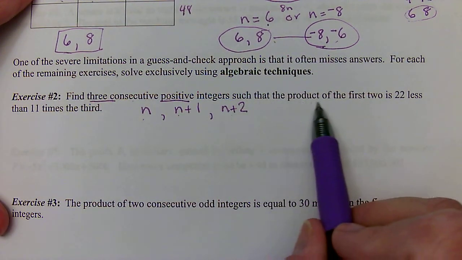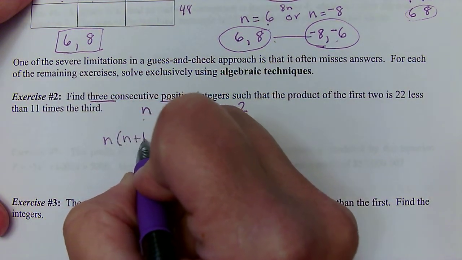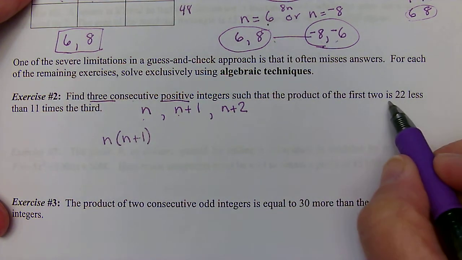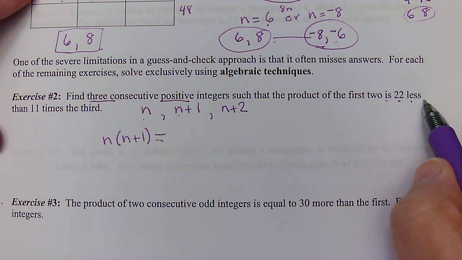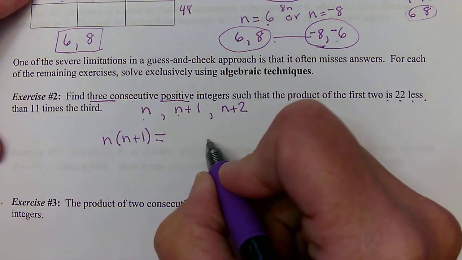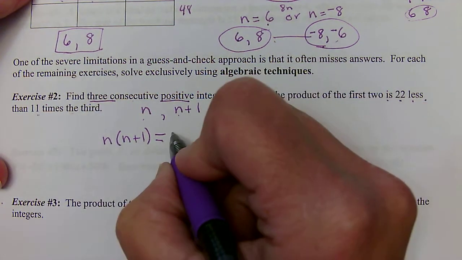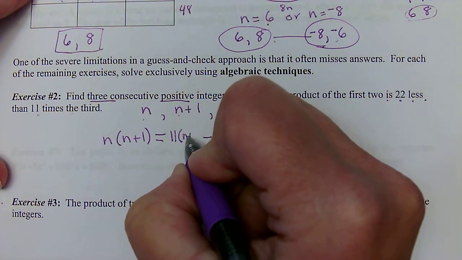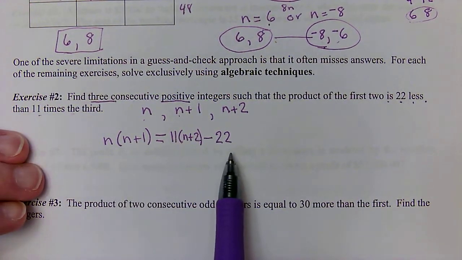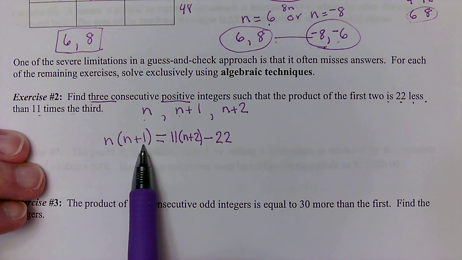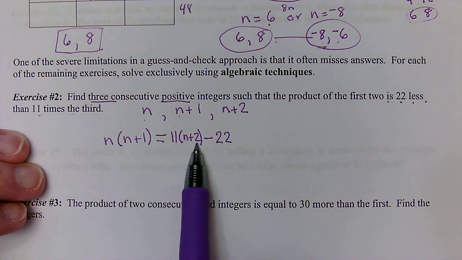Now, the product of the first two would be n times n plus 1. That is our equal sign. 22 less than means I'm taking 22 away from 11 times the third. Well, that's going to be 11 times n plus 2. So this is my equation. The product of the first two consecutive integers is 22 less than the product of 11 and the third integer.